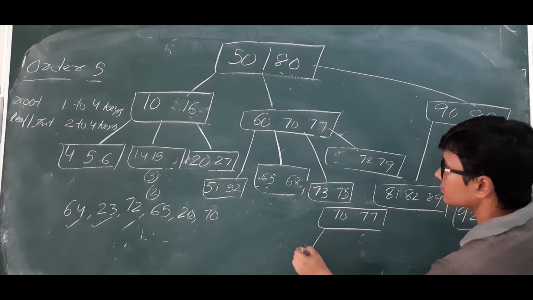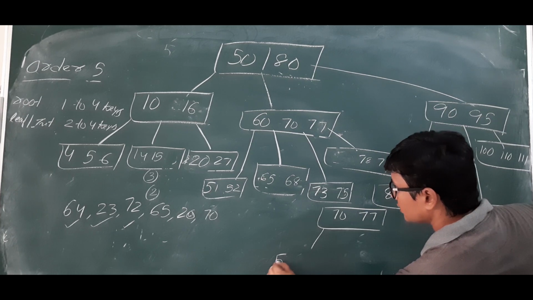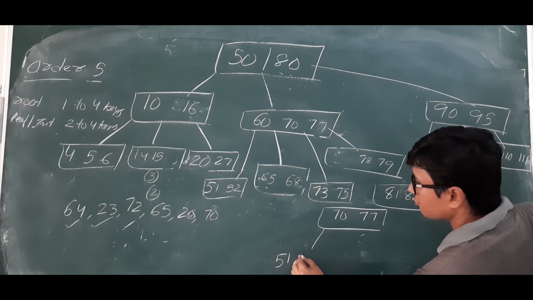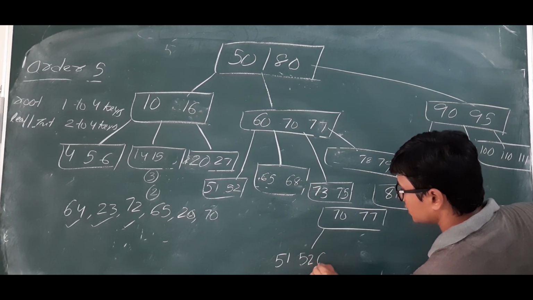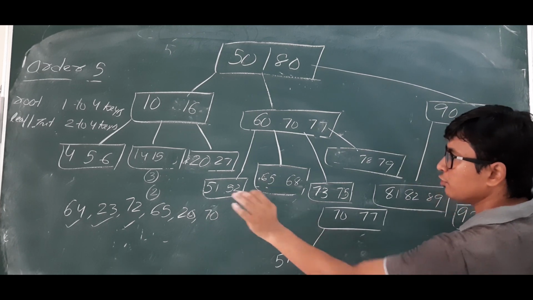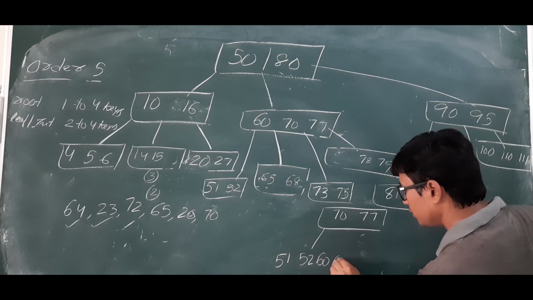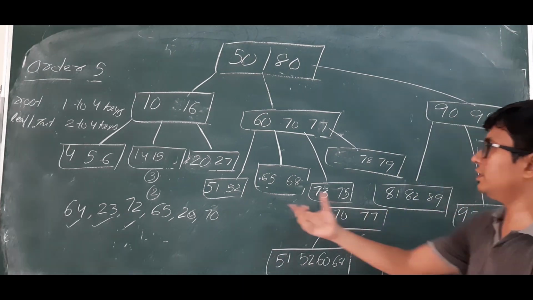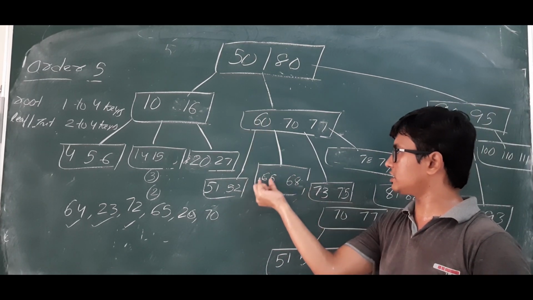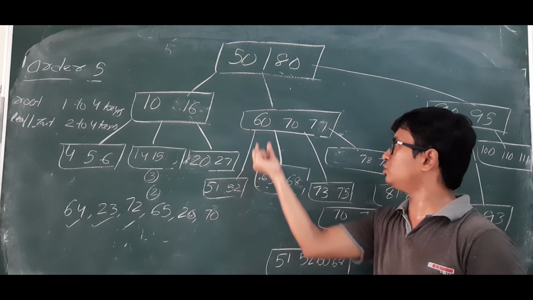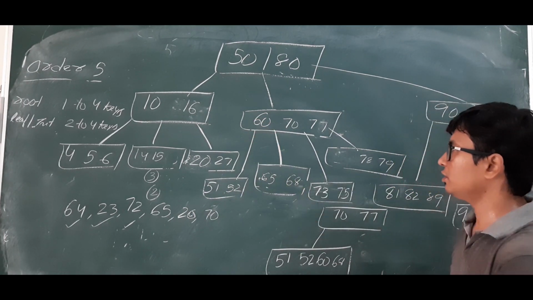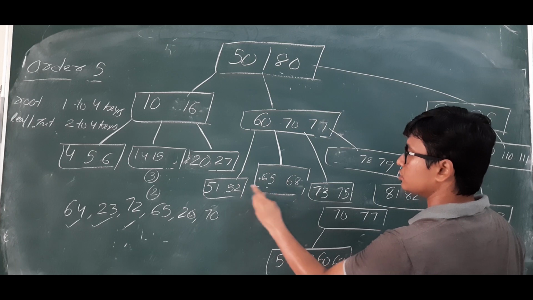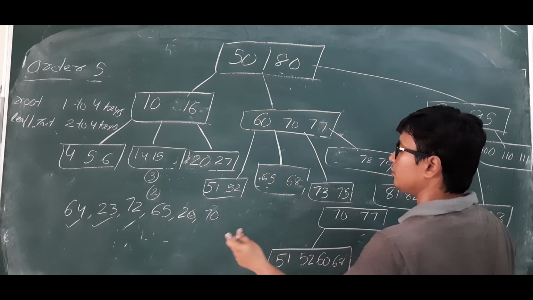Then 51, 52, 60, 65 you want to delete. You delete it now and then you have 68 here. Okay. You are merging these two and taking the 60 parent one, because for these two nodes the parent is 60. Okay, so you are combining the parent also, and whatever element you want to delete, you are deleting.